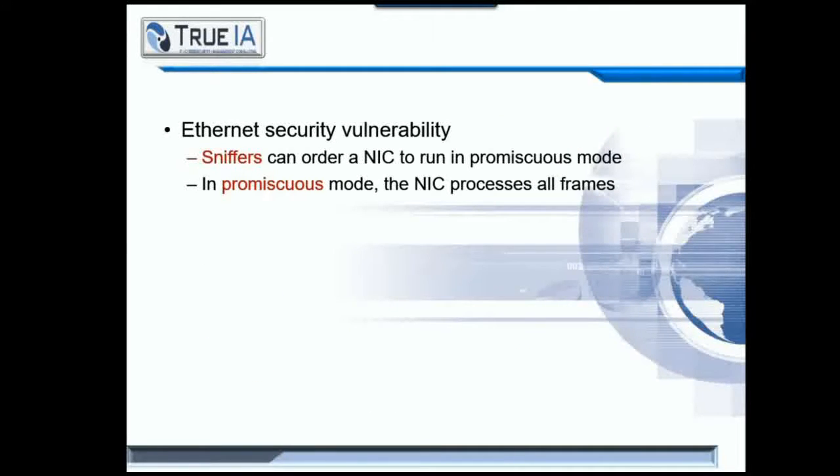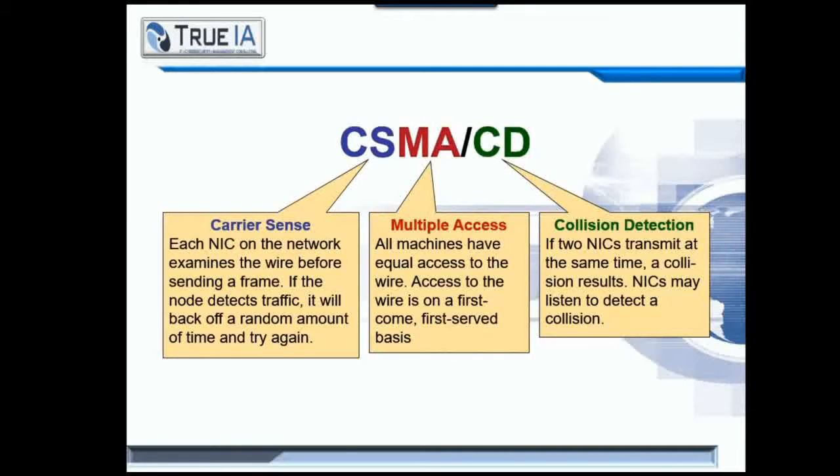So the issue that we have with this topology is security. Sniffers can order a NIC to run in what's called promiscuous mode. In promiscuous mode, that NIC processes all frames on the line.